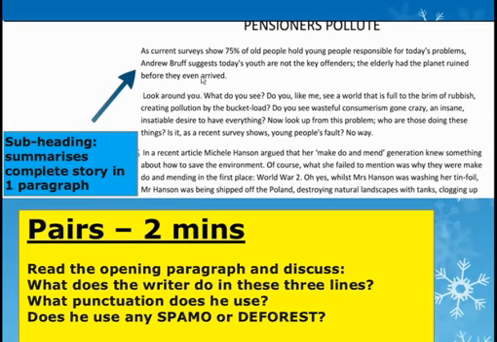But the main thing I want to talk about with the first 2.5 lines is that this subheading, this intro, summarises the complete story in 1 paragraph. So in your articles, your first 2 or 3 sentences, or your opening paragraph, should try to grab the reader's attention, and this is done through using DeForest, but it also almost tells us what's going to come in, almost like a spoiler for the rest of the article. So you should try to do that in yours.